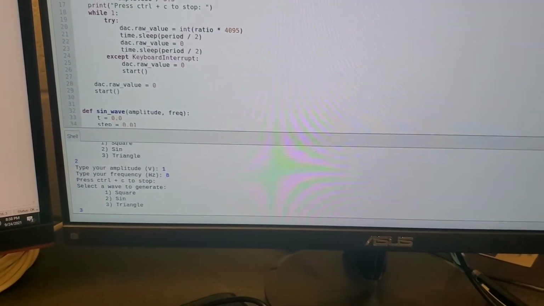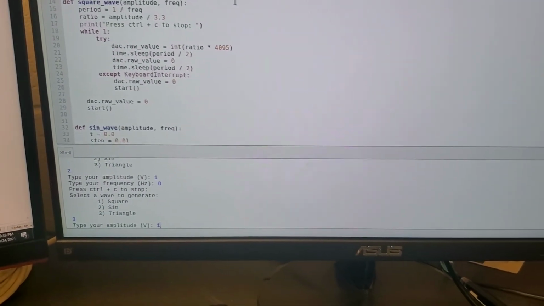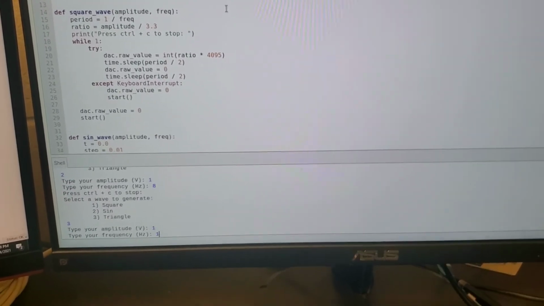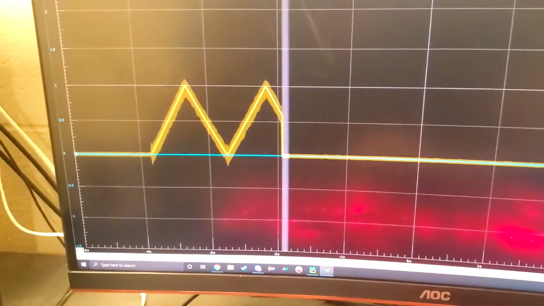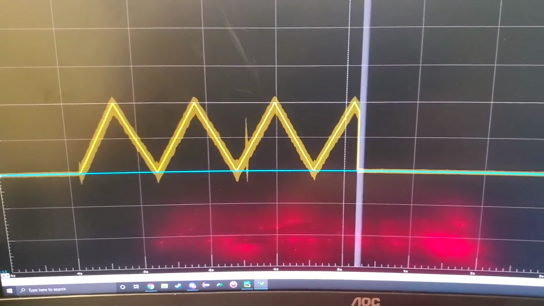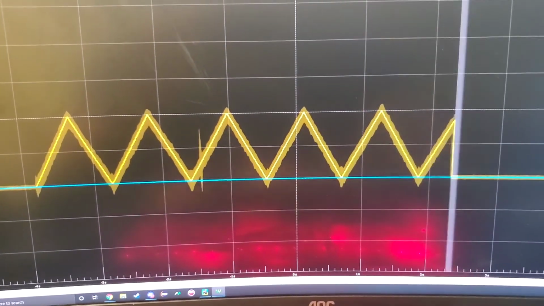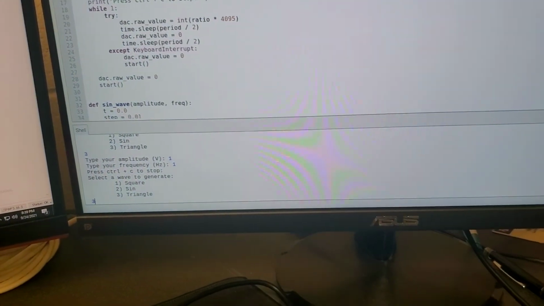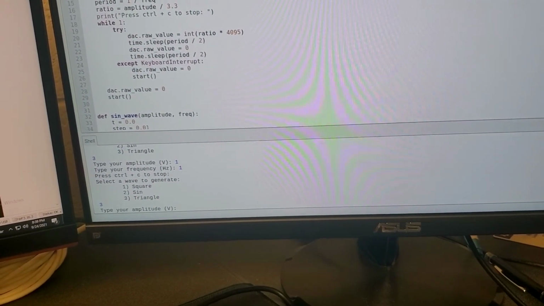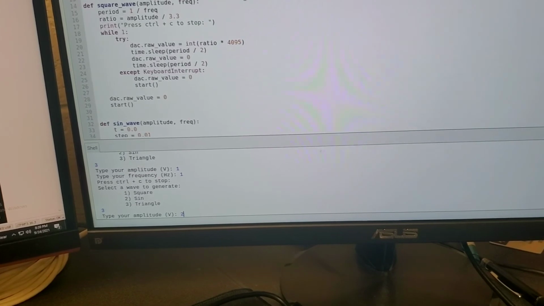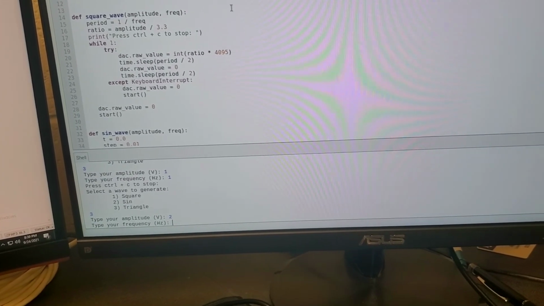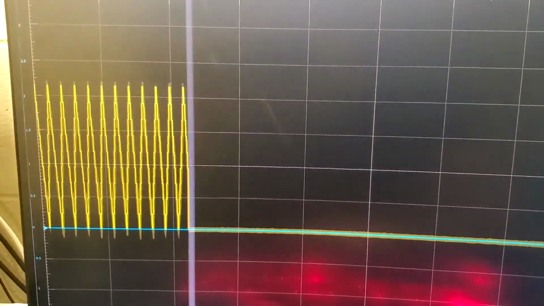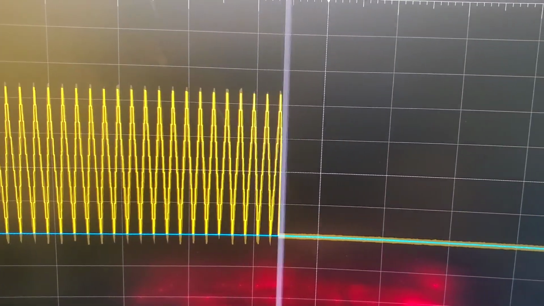So for the triangle wave, we press 3, we'll do 1 volt amplitude, and we'll do a 1 hertz frequency. And as you can see, a triangle wave has been created. We can restart the program. We will do triangle one more time. And this time we will do a 2 volt amplitude and a 6 hertz frequency. And as you can see, it outputs correctly.